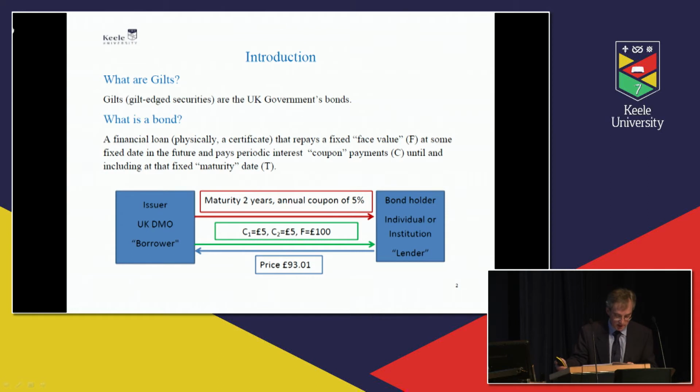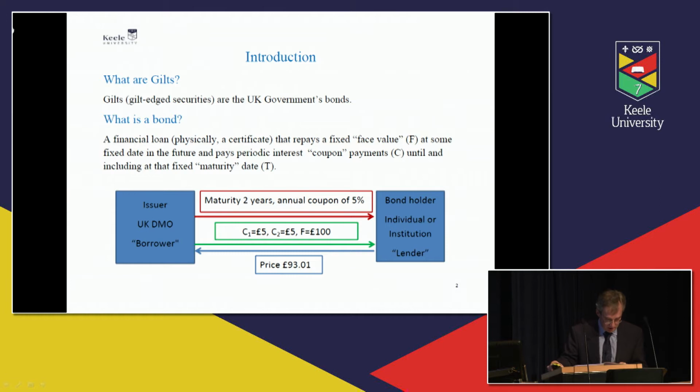The ownership of the gilt entitles the buyer to the coupon interest and a capital repayment, so-called face value. The first coupon, C1, of £5, which is 5% of the £100 face value per gilt, is received after 1 year, and the second and final coupon, C2, also £5 per gilt, is received along with the face value payment F of £100 per gilt at the maturity date in 2 years' time. And these are shown by the green arrow.